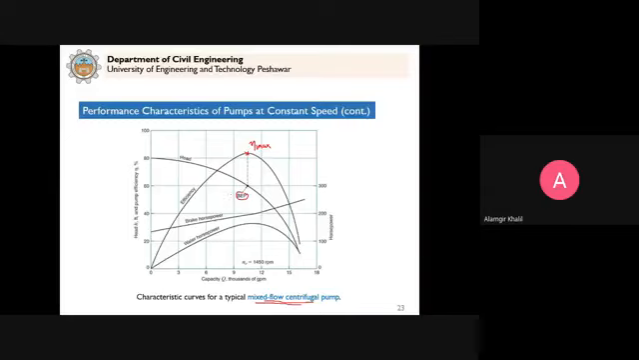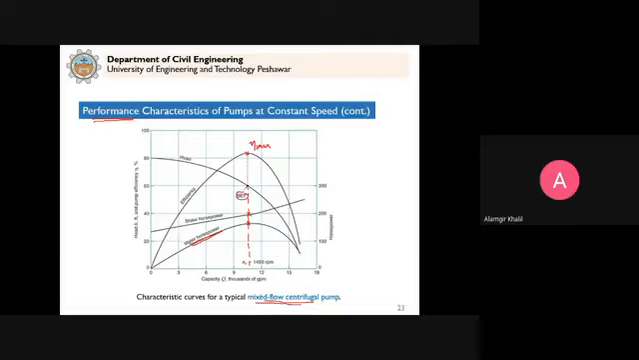Now this will be the design flow rate, because for this flow rate and this head we have maximum efficiency of the pump, and this will be the input power required. You can see the water power, that is the output power, here. So this is how we can evaluate the performance of pumps. Clear? At a constant speed.